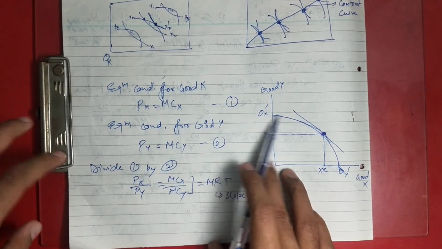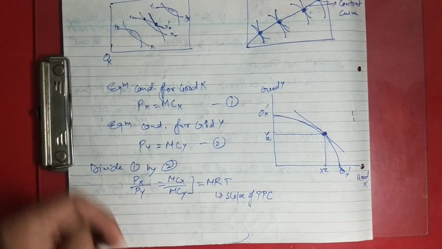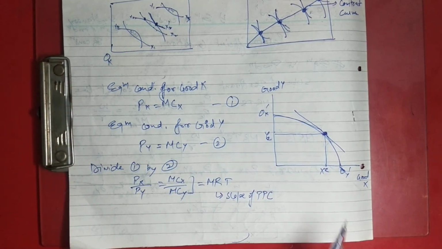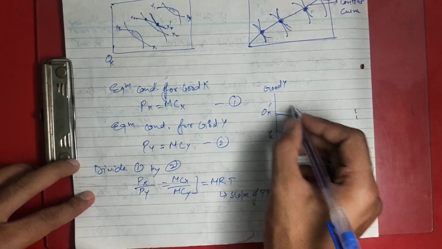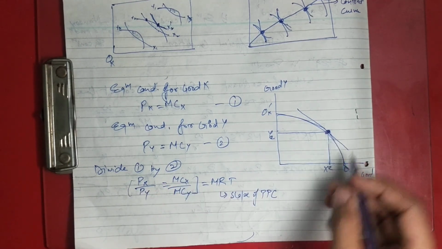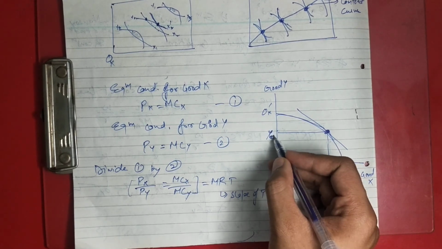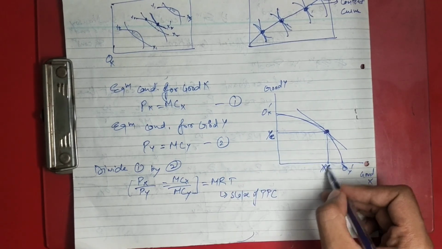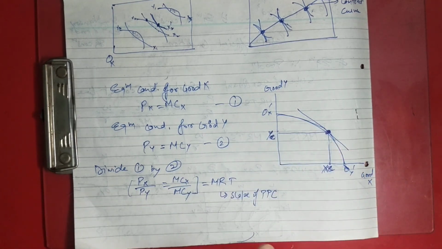I have drawn this PPC here, taking good X on the X-axis and good Y on the Y-axis. The slope of this line is this, which is equal to this. So this point is the efficient point. He will produce this level of X and this level of Y, given that technology is fully utilized. So this was the concept of the PPC and the equilibrium of production.